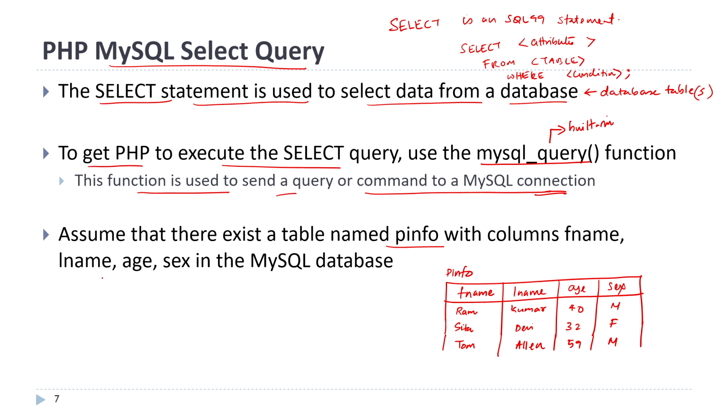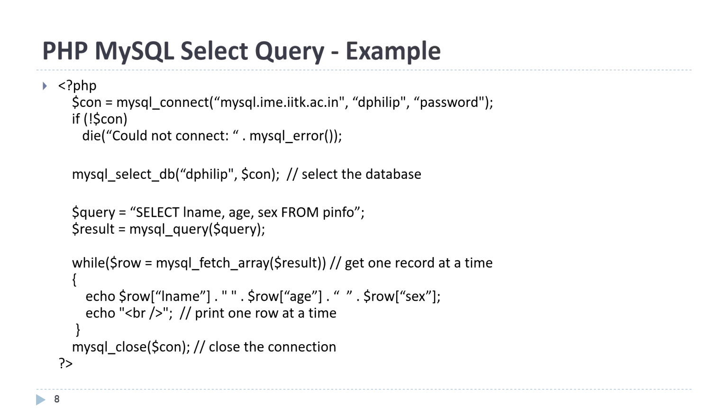So, you have first name, last name, age and sex. These are the attributes or columns. These are the rows or tuples or entities. Each one of them is an entity: Ram Kumar is one entity of the personal info, Sita Devi is another entity of the personal info. So, just to refresh you, that is the case.